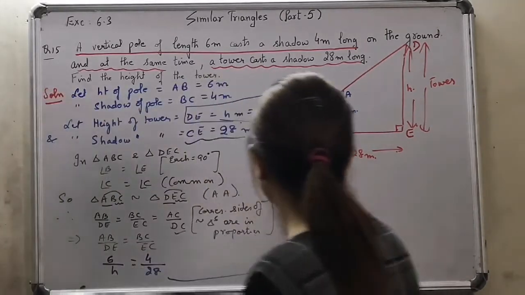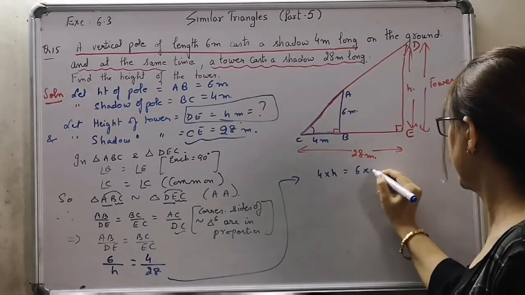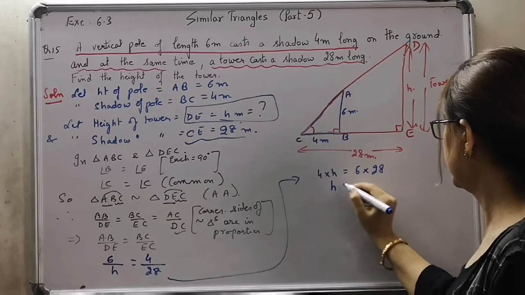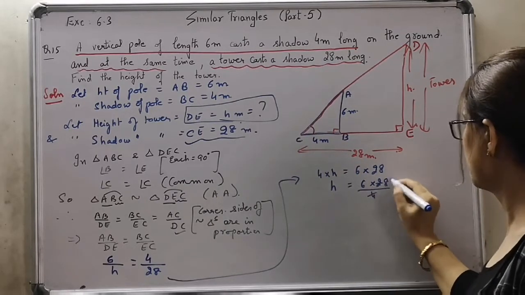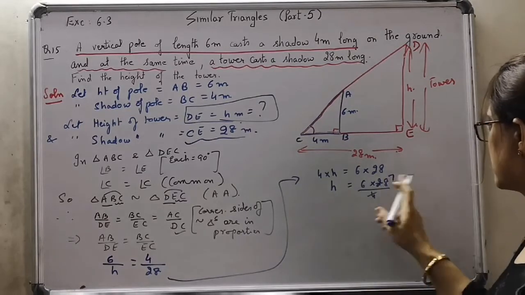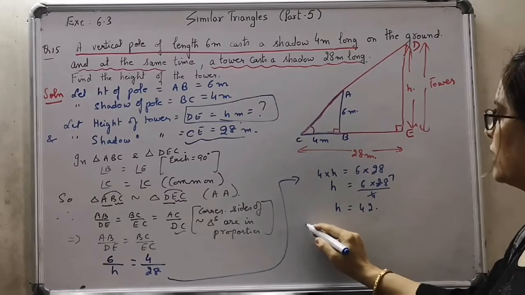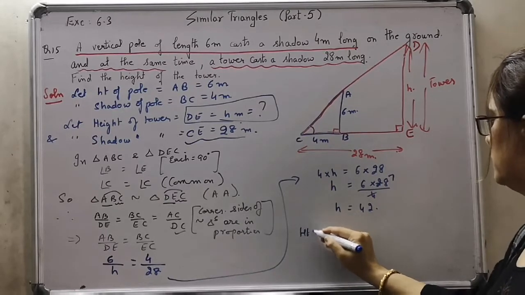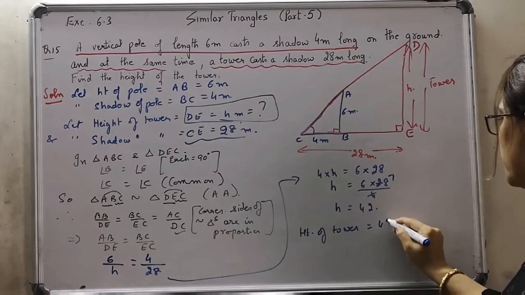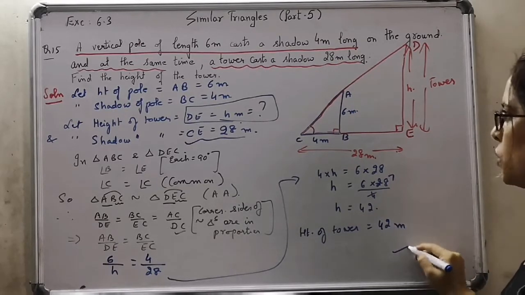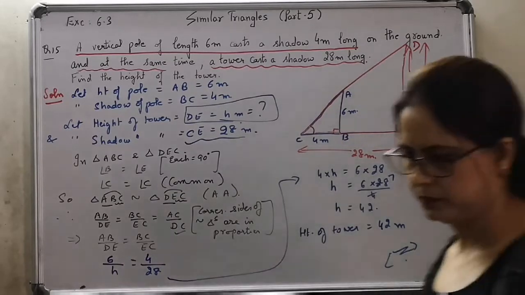So by cross multiplication, this is 4 into h is equal to 6 into 28. That means h is equal to 6 into 28 upon 4. This is 4 sevens are 28. So 6 into 7 is 42. And then we should get the answer in words. So height of the tower is equal to 42 meters. This is how it was to be taken up. Just note it down and then we'll move to the next one.